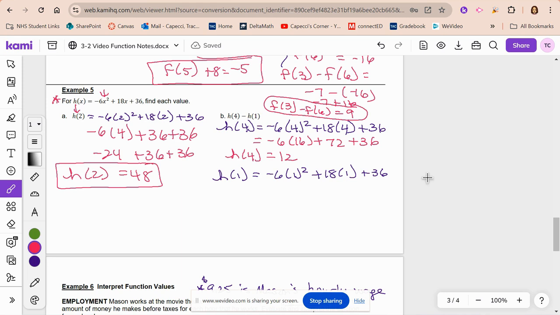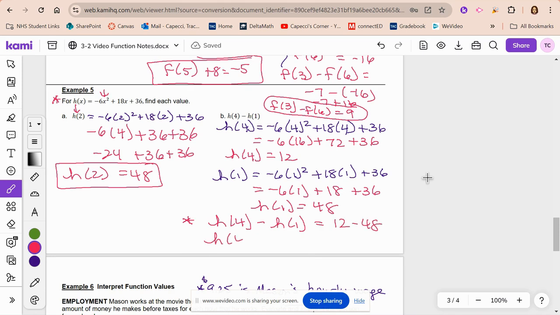Now I'll do h of 1. So I get -6 times 1 squared is 1, plus 18 times 1 is 18, plus 36. Again, I can just use my calculator now. So at this point, h of 1 is equal to 48. Okay, so my final answer there is h of 4 minus h of 1 is equal to 12 minus 48. So h of 4 minus h of 1 is equal to negative 36.